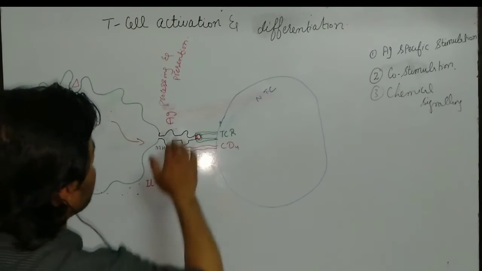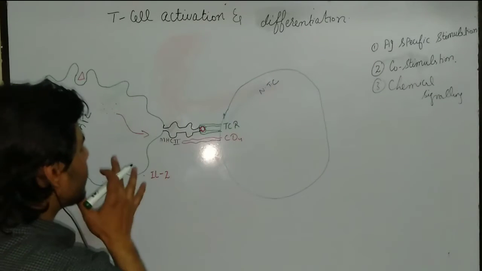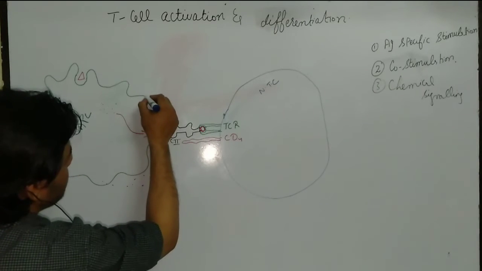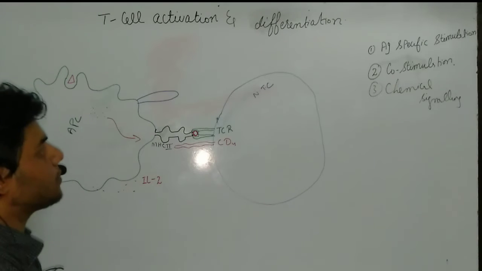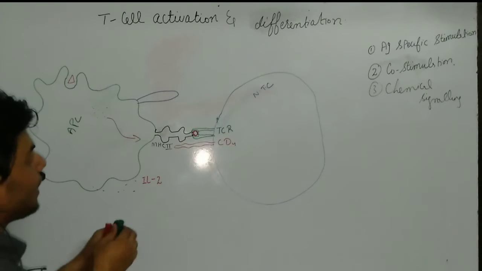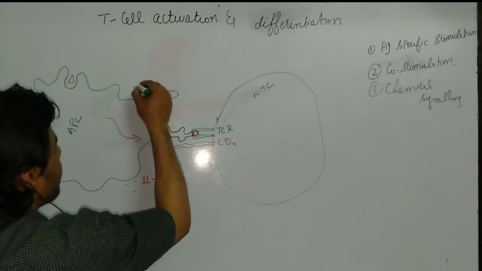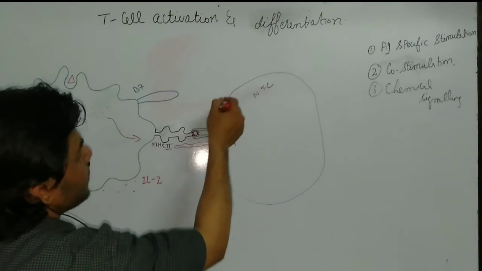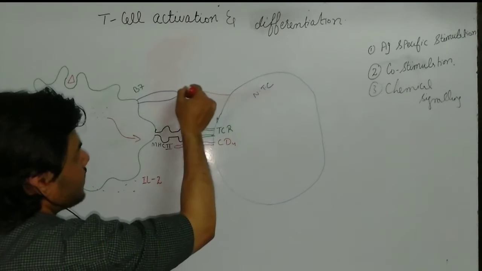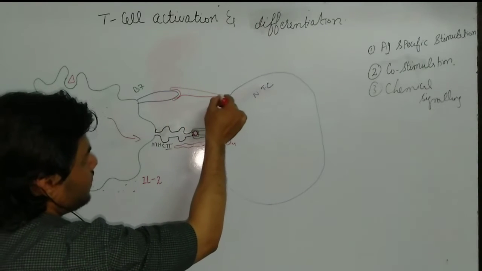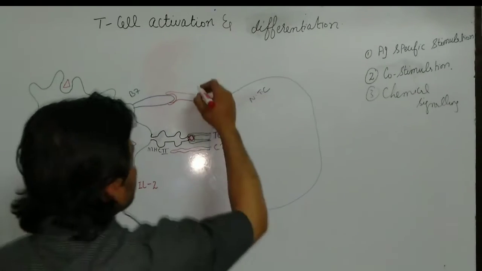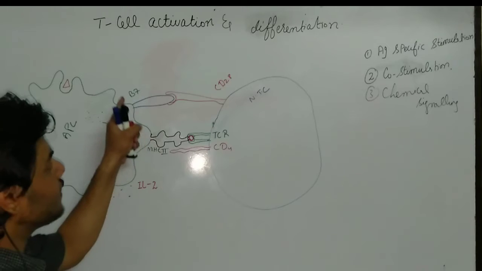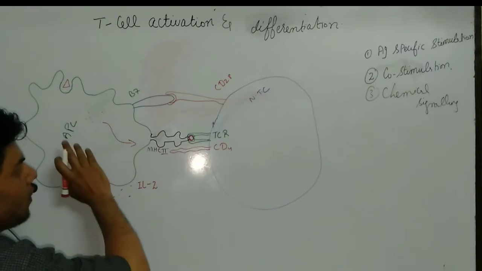So the co-receptor which is presented, let's suppose this is the first co-receptor, which originates from this antigen presenting cell, and we call that B7. Now this B7 receptor will be recognized by the co-receptor of the T cell. Let's suppose this is another receptor, and this receptor is called CD28. So CD28 recognizes the B7 receptor of the antigen presenting cell.